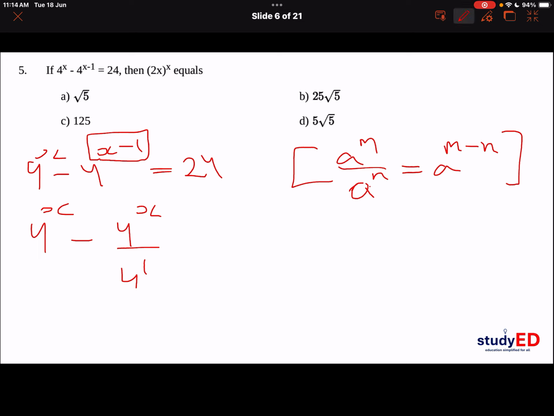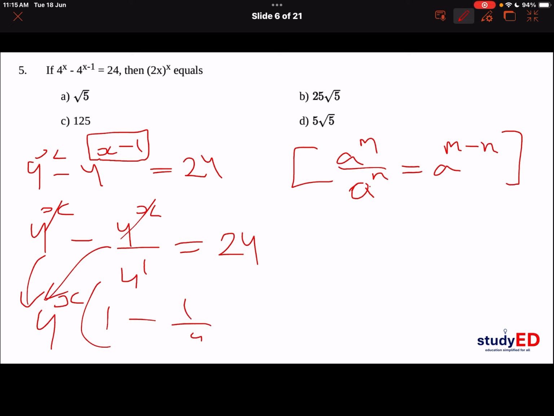See, directly on first side itself, we can see 24 is not a perfect square root, a perfect cube root, or a perfect fourth root, and so goes. So we have to change the value by transposing it. Let's factorize this. You have 4 to the power x common in both of them. Let's take 4 to the power x out. What do you get? 1 minus 1 by 4.